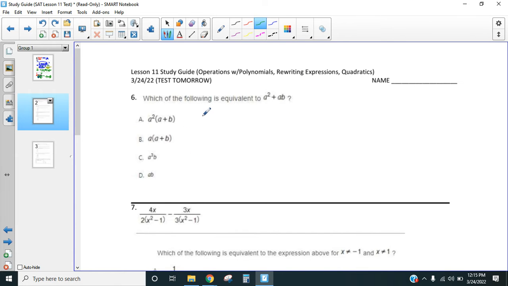Number 6. Number 6 you can find by checking each one of the answers, right? And distributing. Check it out. Watch. Right up here, if I do this, I get a cubed plus a squared b. That's not that, right? The only one that does work is b, right? They have a common factor, a.